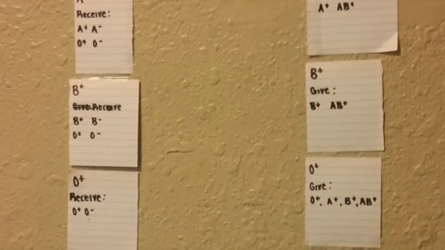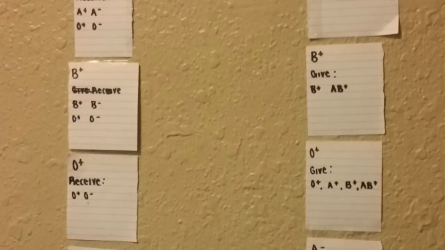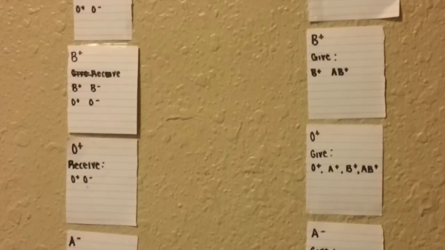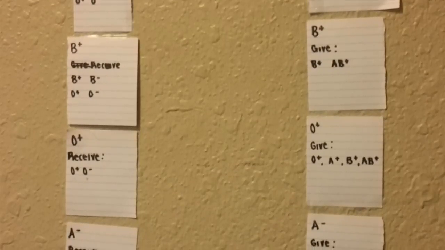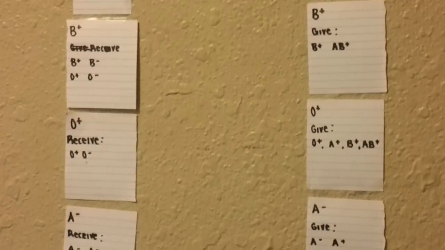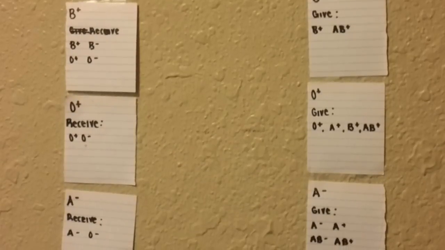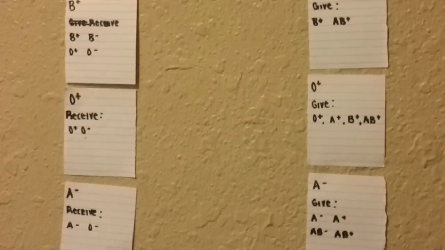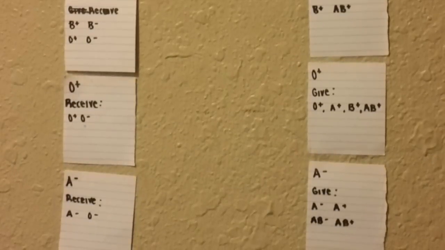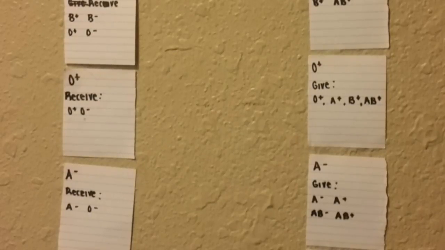O negative gives to all of the blood types, and receives O negative. A negative gives to A and AB negative, A and AB positive, and receives O and A negative. B negative gives to B and AB negative, B and AB positive, and receives O and B negative. AB negative gives to both ABs and receives all of the negatives.